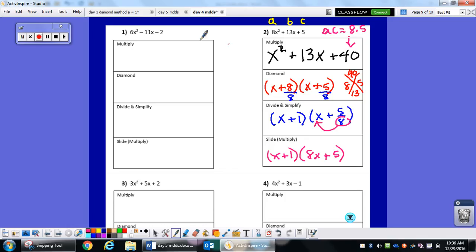Okay? So hopefully you can do 1, 3, and 4 on your own. Remember, everything needs to get complete. And then there's a couple on the back that I definitely want to talk about. Particularly, let's do number 5.